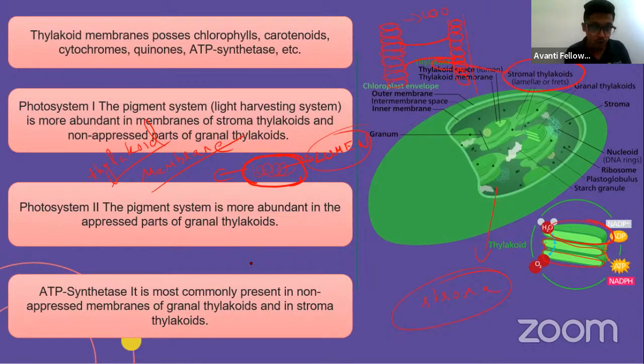Even stromal thylakoids have a membrane. And within that membrane, what do you have? You have the lumen of the stroma lamellae. Now, what do you have to remember? You have to remember something like this.